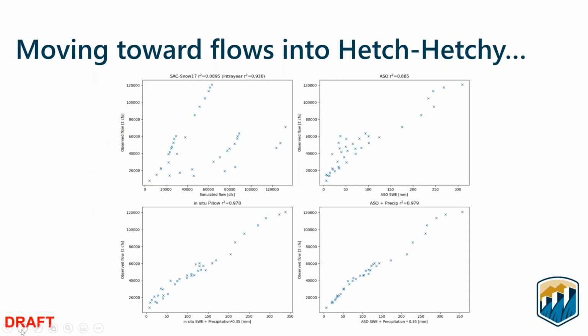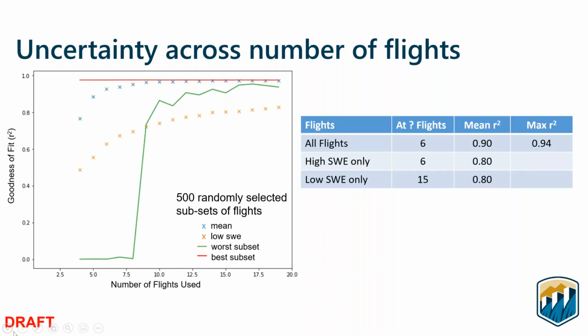And so here the orange X's are the low SWE years. And so that's even worse than the high SWE years. We perhaps haven't even hit that asymptote yet. And it's taking 15 flights before we're explaining 80% of the variability. And so these plots are really just to show you the trade-off between the number of flights and the information that we get.